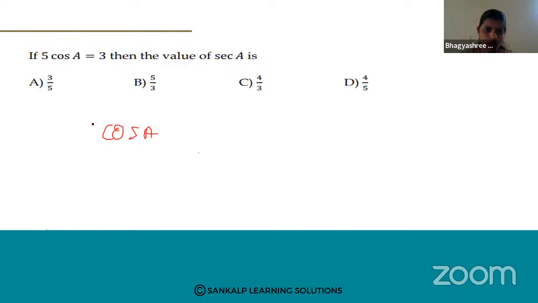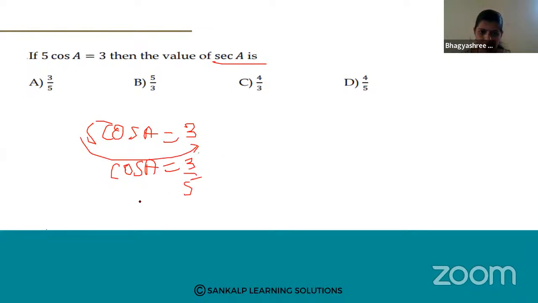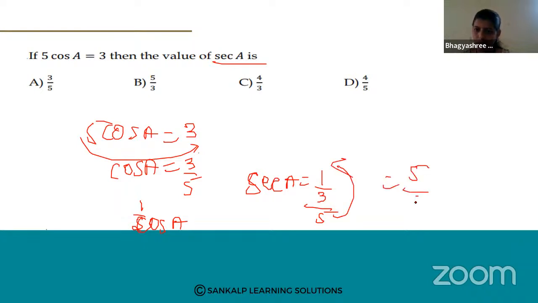Cos A is equal to 3 divided by 5. So sec A we want. Sec A means 1 divided by cos. Cos A is equal to 3 divided by 5. So 1 divided by cos means it is sec A. So sec A is equal to 1 divided by 3 divided by 5. Transfer this 5 to this side. It becomes 5 divided by 3. Is it there in the option? Yes, option B is right.